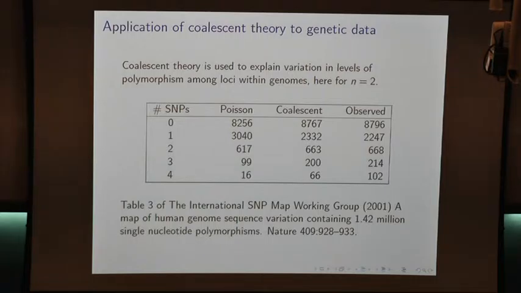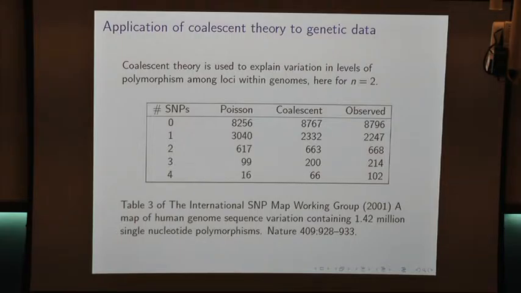And what they did in the paper is compare that observed distribution to two predictions. One is a Poisson distribution. The Poisson distribution, you can see, doesn't fit particularly well. It's got too few zeros, and it's got too few fours by quite a bit.